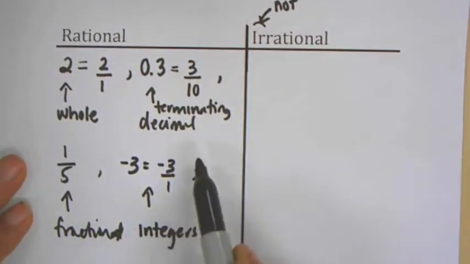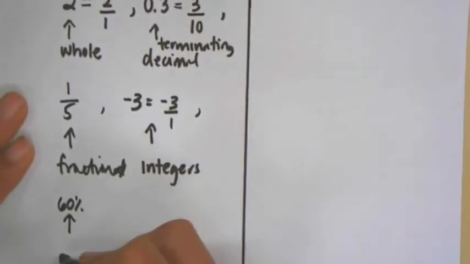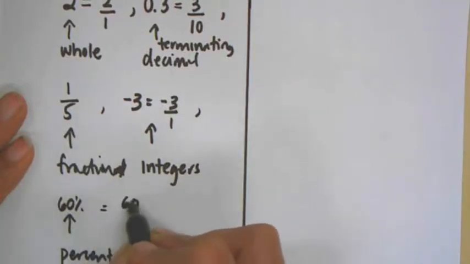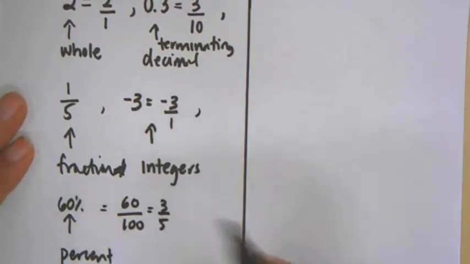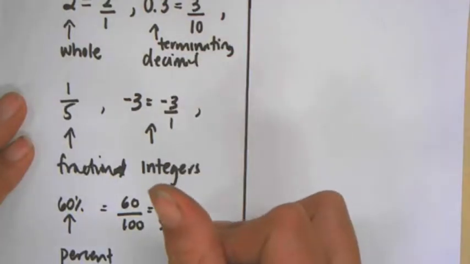So we've got fractions, integers, terminating decimals. What about percents? Can you write a percent as a fraction? Sure thing. So let's say, for example, you had 60%. So 60 over 100, and then you can obviously simplify that as well to 3/5. Other things, so we've got fractions, percents, and terminating decimals.